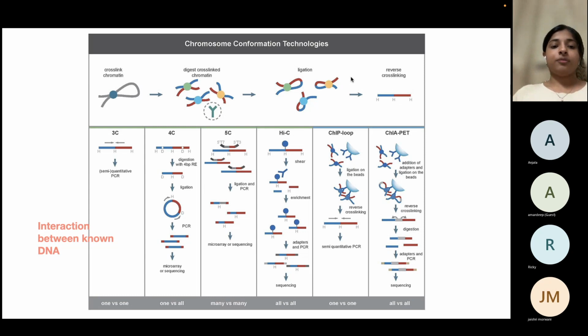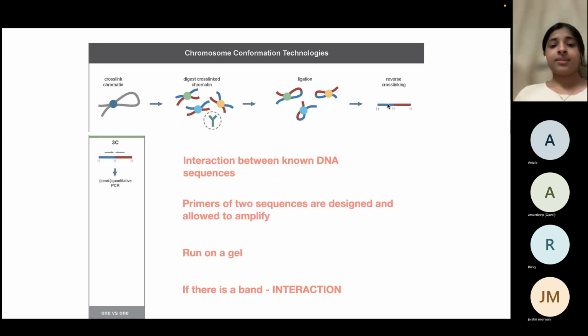So the first we have already discussed is interaction between known DNA. So how this happens is you have cross-linked, digested, proximity ligation happens, and a sequence is present. This sequence is unique to whatever interacting domains are present. Now, if you know these two domains, then you can design primers for these two domains and check. So this is done using a semi-quantitative PCR.